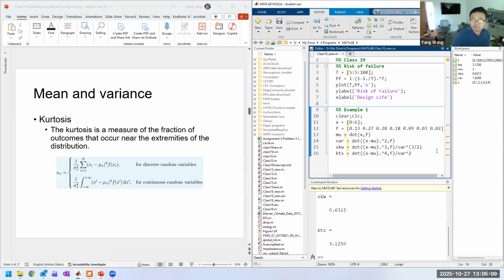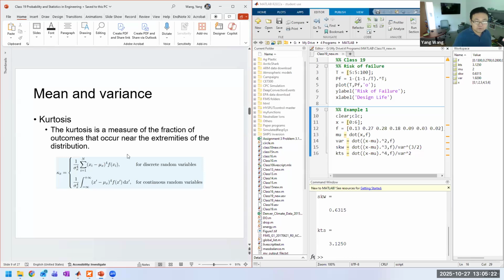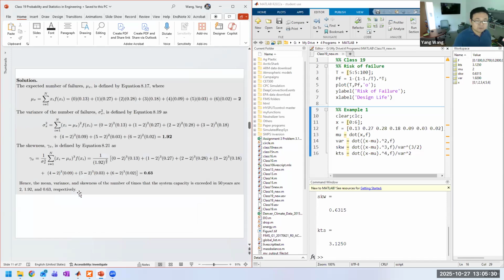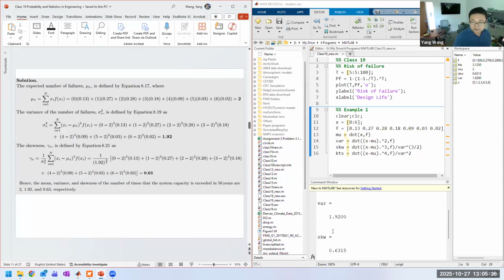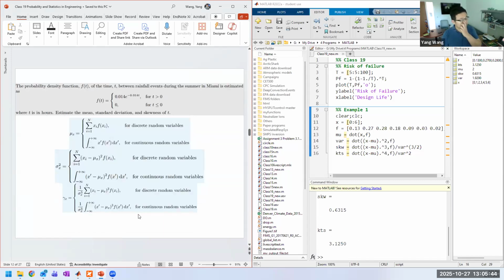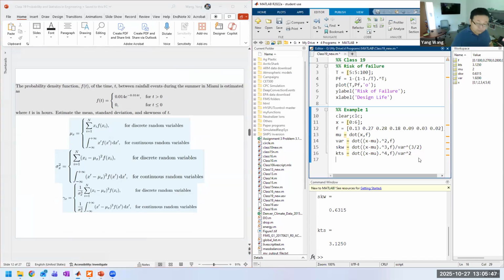Okay, so basically these are, I would say, a relatively easy way to calculate the general properties of the probability distribution functions. Of course here we're using a discrete distribution. There could also be a continuous distribution, which involves integration. So we can also confirm our numbers here, right? 1.92, skewness 0.63. Of course, this one didn't ask us for the kurtosis. So this is the next example.